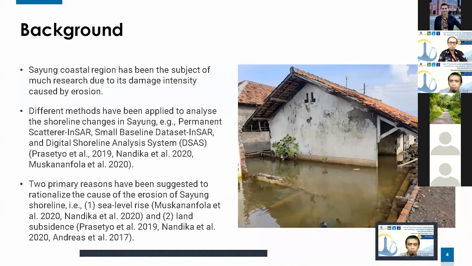the main reason why we chose this topic was because of the intensity of the damage of this area due to erosion. And previous researches concluded that the reasons for this phenomenon or disaster were sea level rise and also land subsidence. They applied different kinds of methods such as PS-InSAR, small baseline subset InSAR, or using a digital shoreline analysis system, and also like Andreas et al. 2017, they applied GPS measurement to understand the land subsidence in this region.